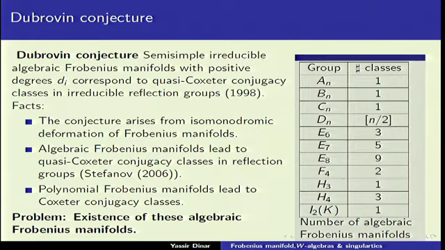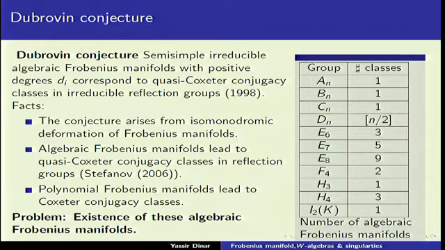There are many things that actually support this conjecture. First, the conjecture arises from deep theory in Frobenius manifolds, the asymptotic deformation of Frobenius manifolds. It shows that if you have an algebraic Frobenius manifold, then it will lead to some kind of braid group action of simple reflections. And this braid group action is supposed to be finite, and it will be finite only if you have a quasi-Coxeter conjugacy class. So we know that if you have an algebraic Frobenius manifold, we always get a quasi-Coxeter conjugacy class.